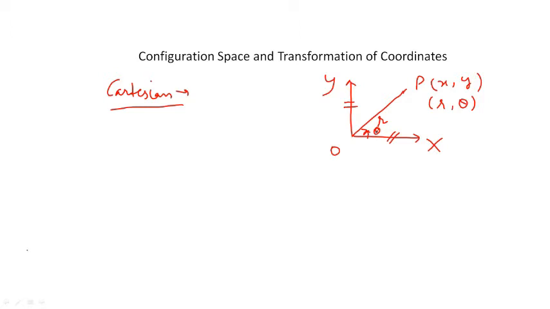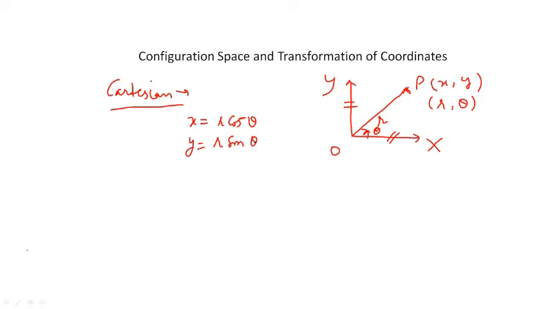So what is the relation between Cartesian coordinates and the polar coordinates for two-dimensional space for a point which is placed at P? You know very well that x is equal to r cos theta and y is equal to r sin theta. Here x and y are the Cartesian coordinates, r and theta are the polar coordinates.